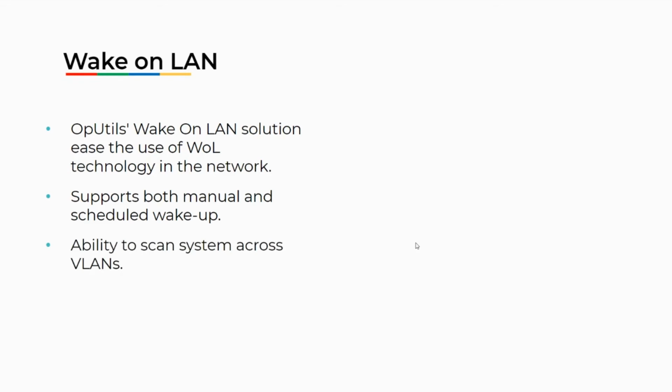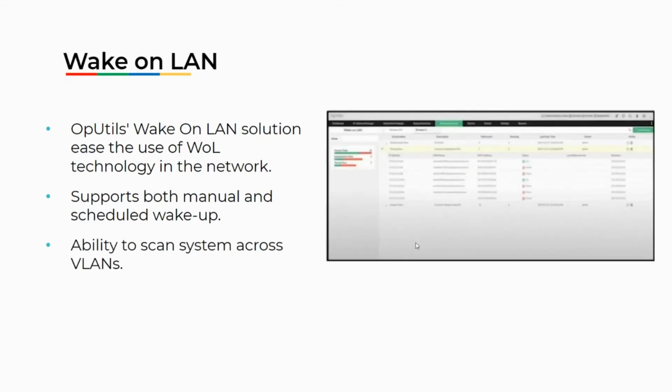Now, with the Wake on LAN tool in OpUtils, once you've added all the devices that you want to select and wake up or remotely boot, you can simply do them with a click of the button. So once you click, the device boots up and OpUtils gives you the status of the device, saying whether the device is up or down, and it also gives you an idea of the MAC address of the device. And say you have a bunch of devices that you want to wake up at a particular time, you can simply do that with the scheduling option OpUtils provides you. So the Wake on LAN tool simplifies the entire process of using this technology in your network.